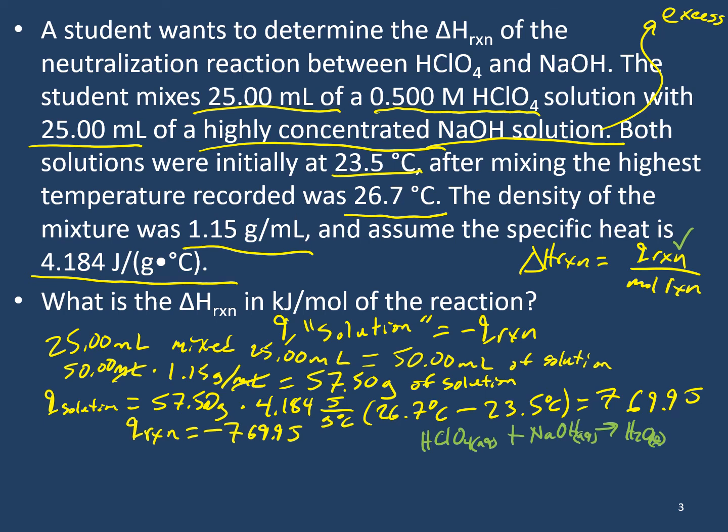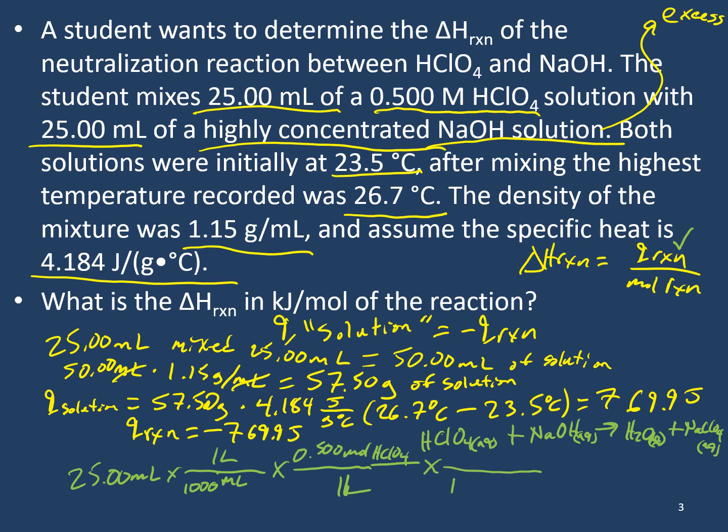Oh, it's supposed to be an L. Plus NaClO4, and that's in the aqueous physical state. It's balanced. It's a 1-to-1 mole ratio. So I need to figure out how many moles of perchloric acid there are, and that's going to be 25.00 milliliters of perchloric acid that was used. We need to convert that from milliliters to liters, and then multiply by my concentration of perchloric acid, which we know is 0.5 moles of HClO4 per 1 liter of that solution.